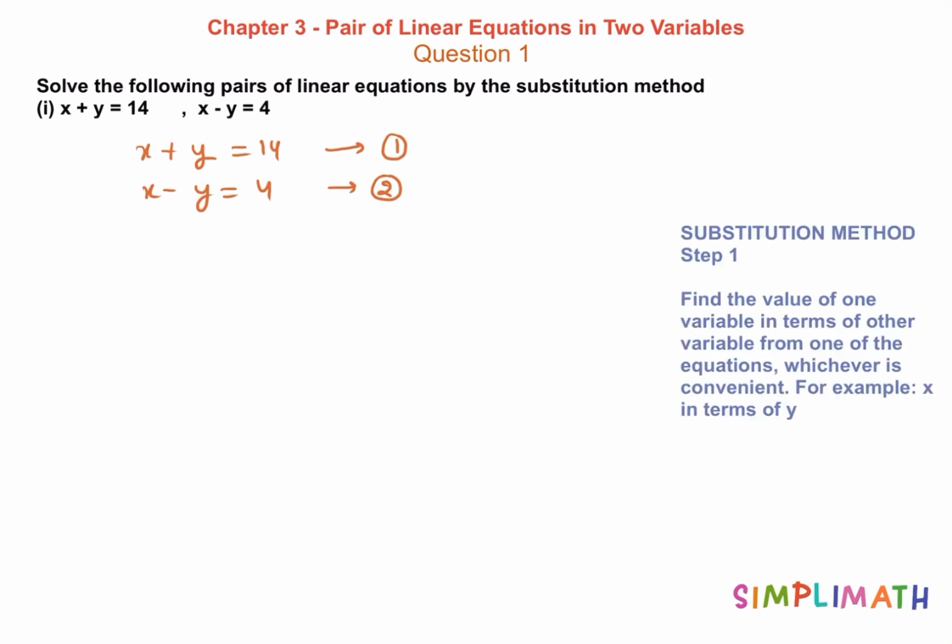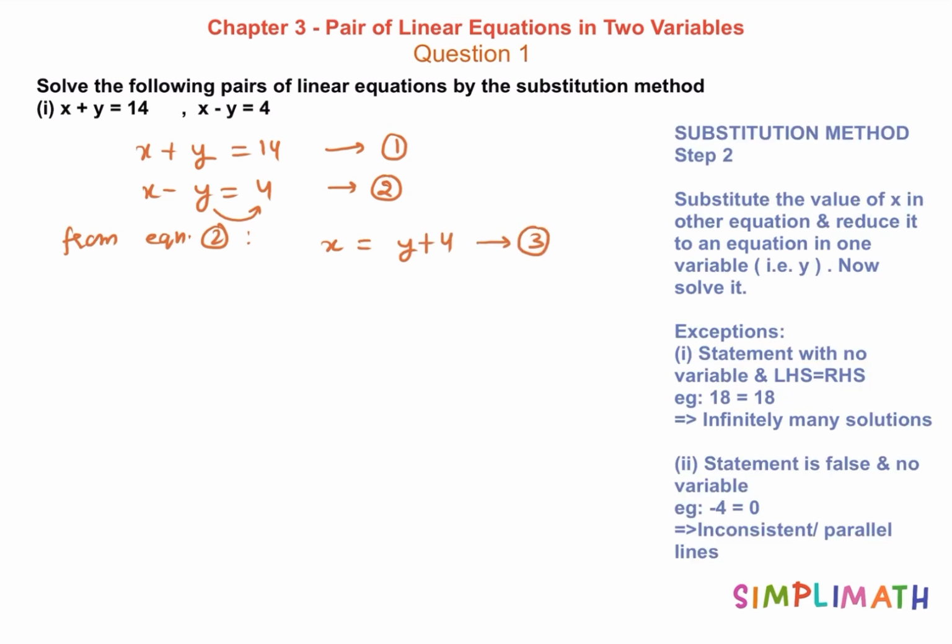Now step 1 of the substitution method says to find the value of one variable in terms of another variable from any of the equations, whichever is convenient to us. So now let us choose equation 2. Now from equation 2, if we take y to RHS, we get x equals y plus 4. Let this be equation number 3.